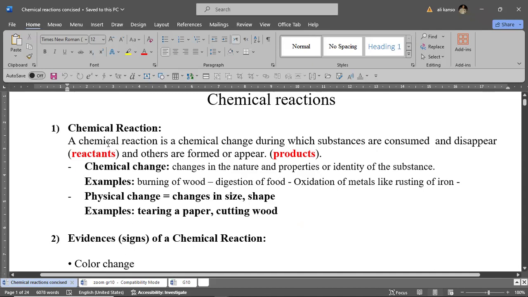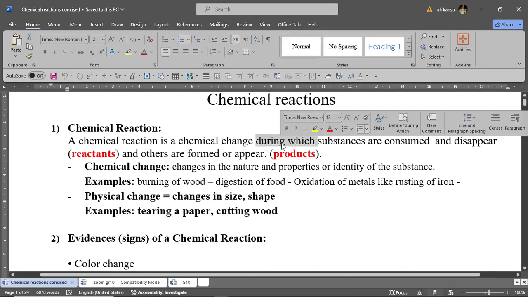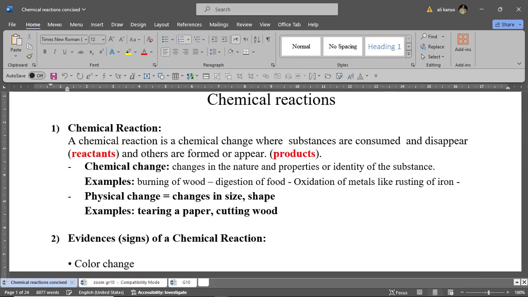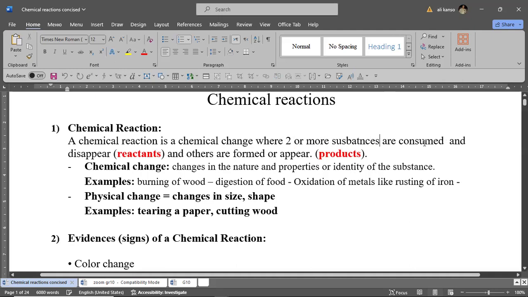The chemical reaction, as we said yesterday, is a chemical change during which substances are consumed and disappear. Where two or more substances react together, they are consumed and disappear. These substances that react together or that are consumed during a reaction are called reactants, and the others that are formed or appear are called the products.